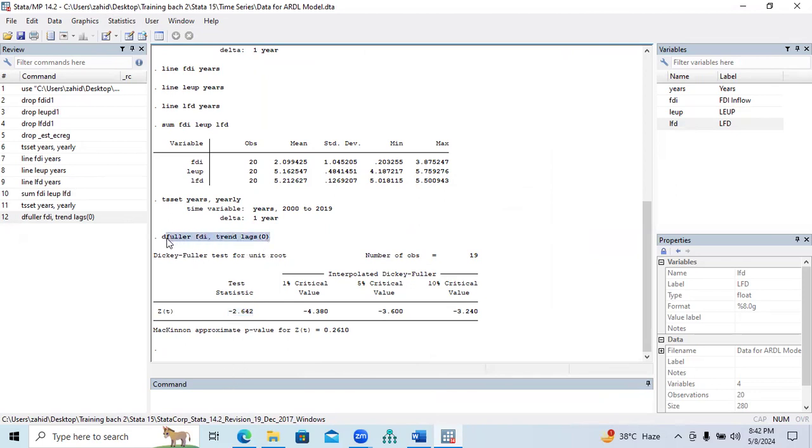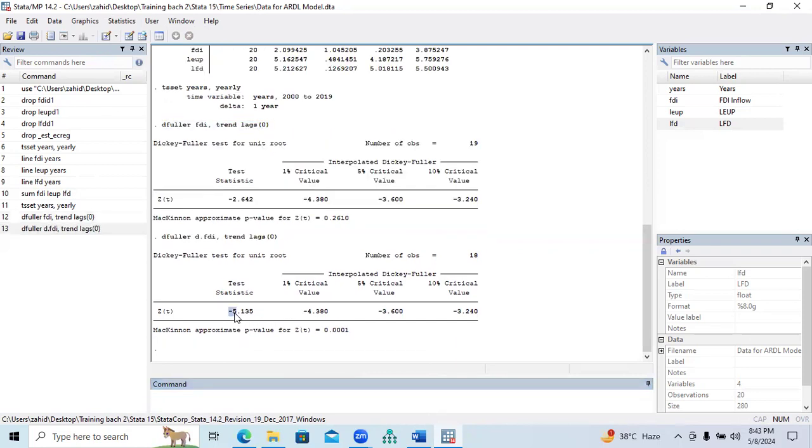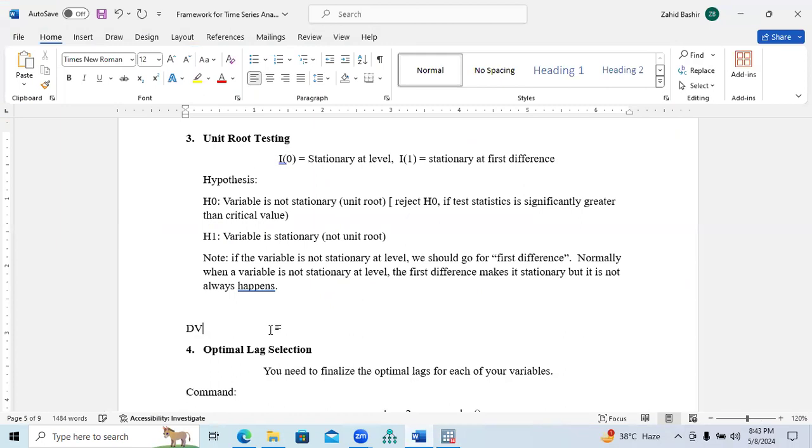Now, we can check the same command at first difference. For example, we can put D dot before it, and we can find out here that your dependent variable is basically stationary because it is statistically significant, and this value is also greater than the critical values of all levels. So the first condition for the dependent variable is fulfilled. We can say here that your DV is stationary at first difference. Technically we can write here I(1). So this is stationary at first difference.